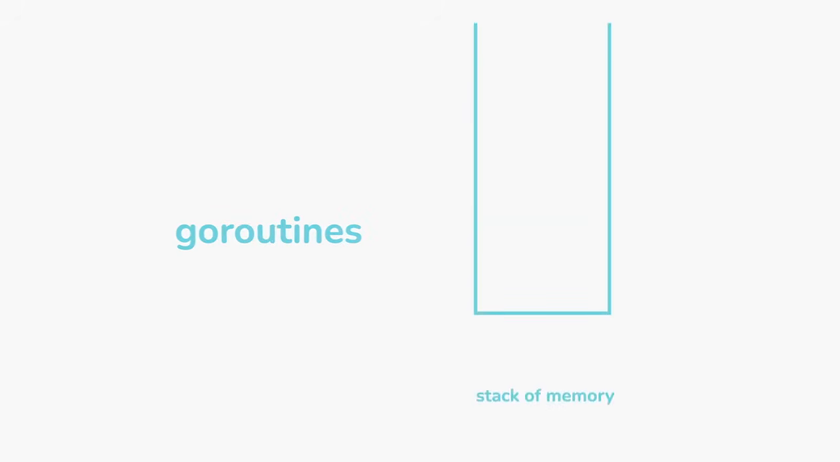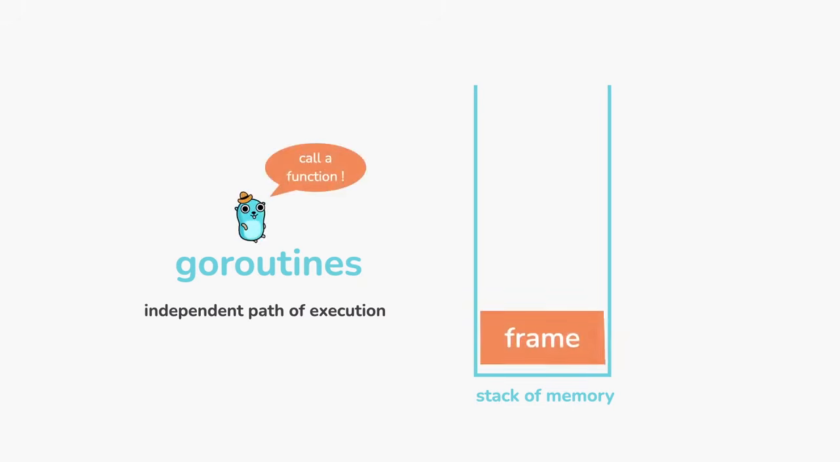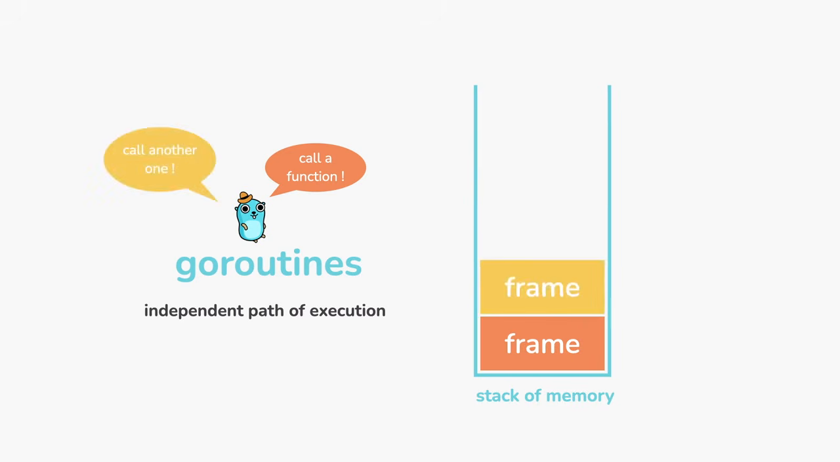When we try to execute code, a Go routine is created, and each Go routine gets a stack of memory. A Go routine is an independent path of execution, and you can just think of it as a very lightweight thread. Whenever the Go routine makes a function call, a part of the stack is going to be allocated, and we call that a frame. Let me show you how this works with an example.